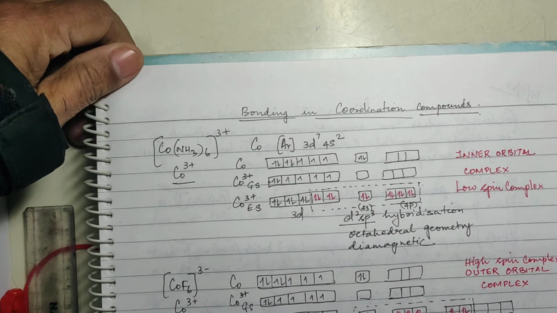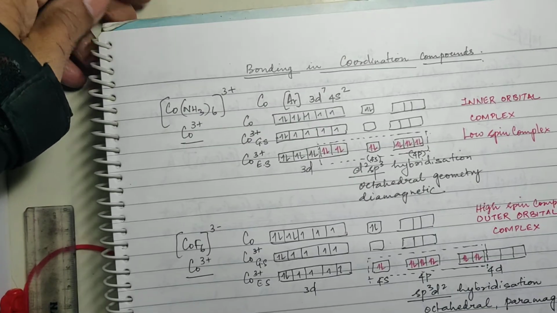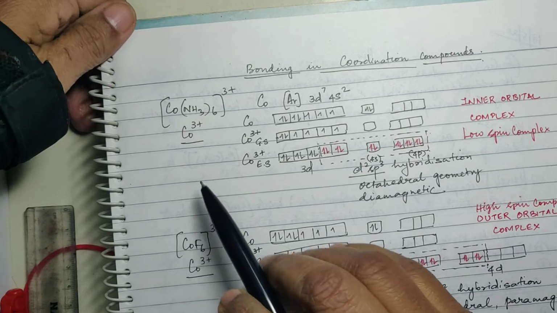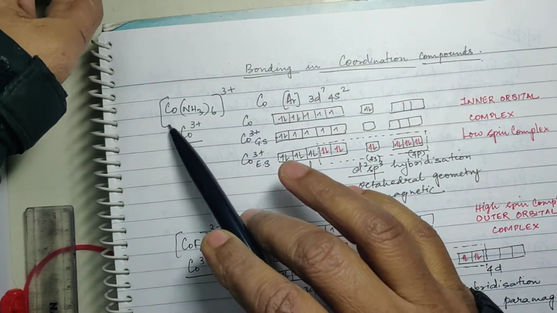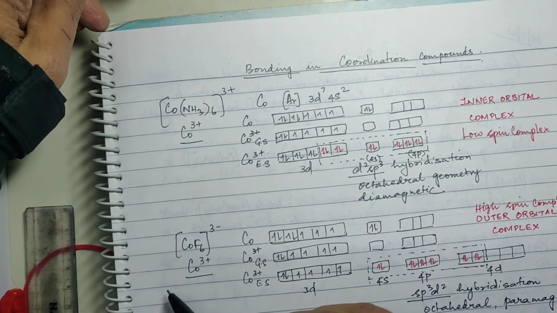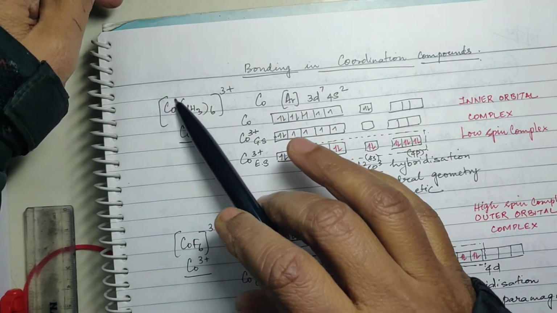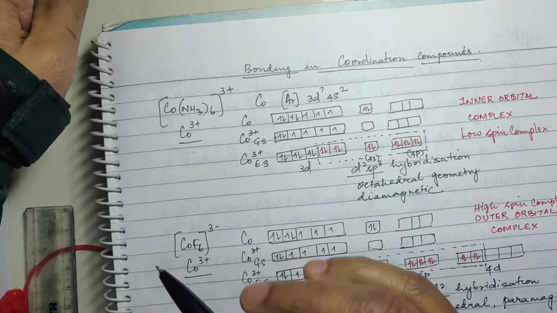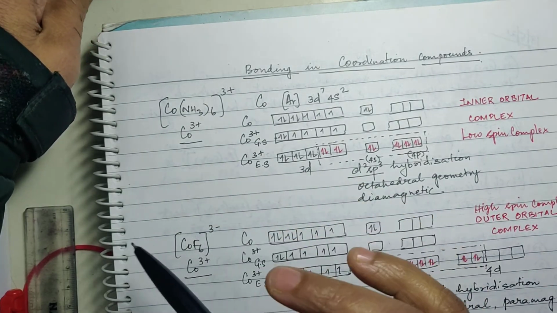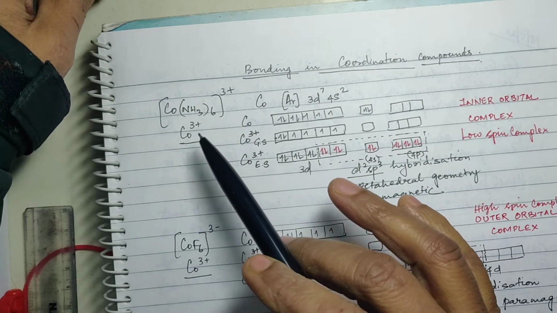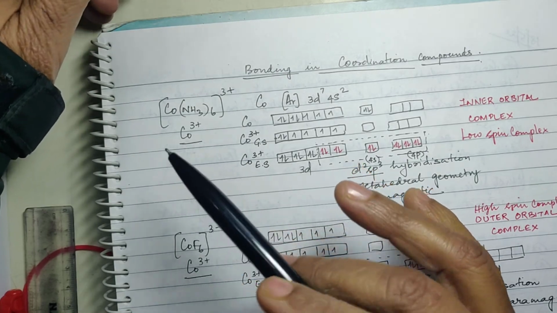Now let's see bonding. If you have to explain the complex [Co(NH3)6]3+, what is the state of hybridization of cobalt in this? All these things we have to see, right? What is the geometry of this molecule? What kind of magnetic behavior does it show? Is it paramagnetic or diamagnetic?